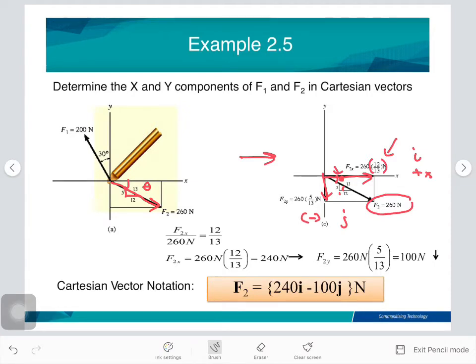Next we resolve into F2y. For F2y, we need sine theta, which means 5 over 13. So you only write 260 times 5 over 13 Newton here. Then we get the magnitude. F2x when you solve is equal to 240. And F2y, 260 times 5 over 13, is 100 Newton. Must remember F2y is negative, F2x is positive. So this is how you write F2 in Cartesian vector: 240i minus 100j Newton.